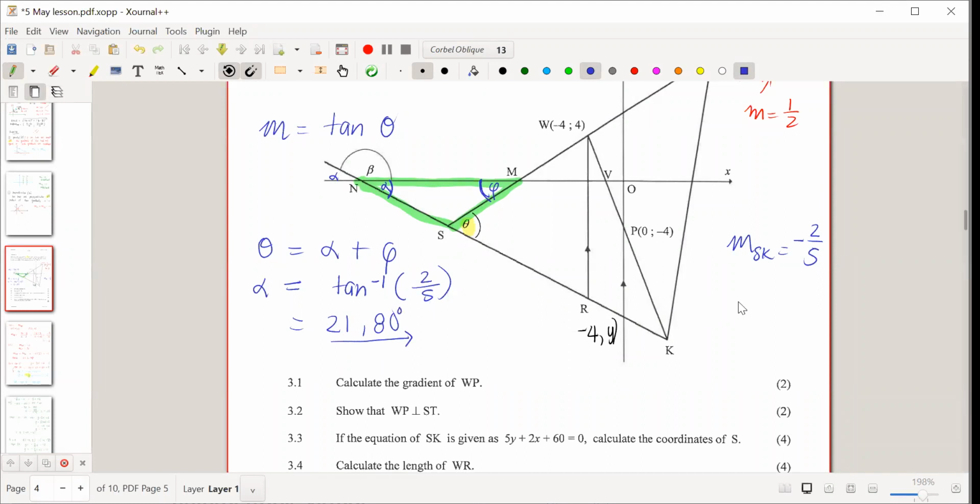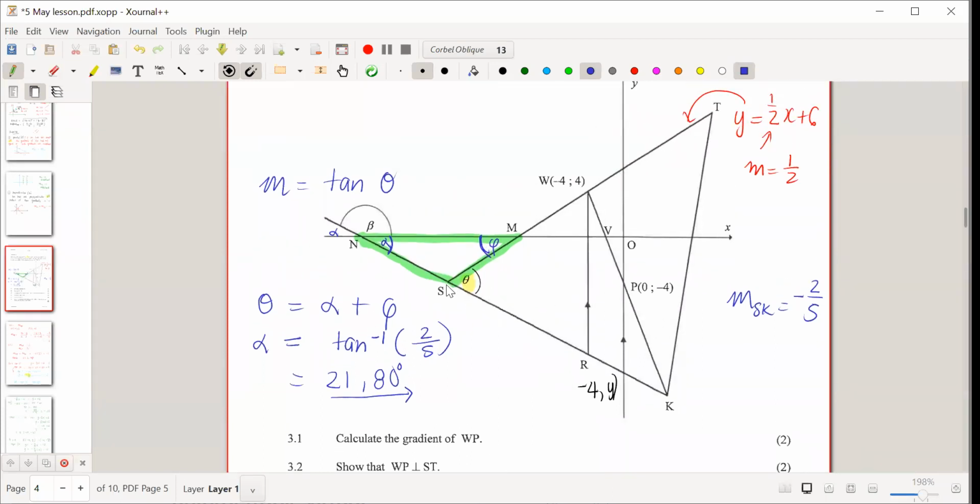So then we want to find what is phi. Do we know anything about the line here with respect to phi? That's the question. Do we know anything? What line is this? This line is ST. Do we know the gradient of ST? Yes, it's equal to half. What is tan inverse of half? So again, if you could just take out your calculator, make sure it's set to degrees, not radians. I need to find out what is tan inverse of half.